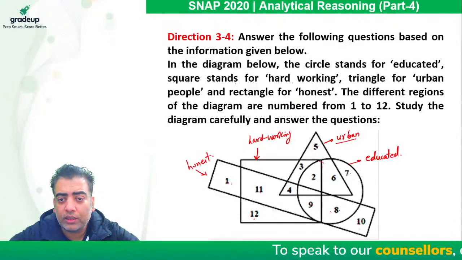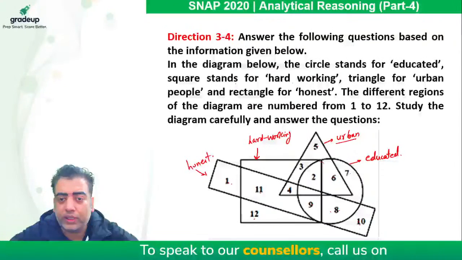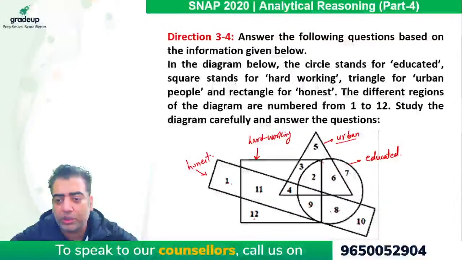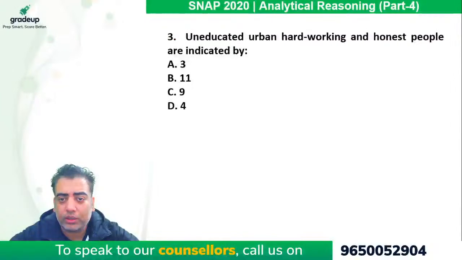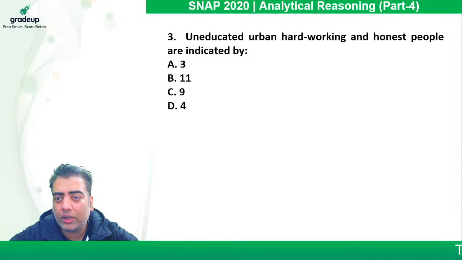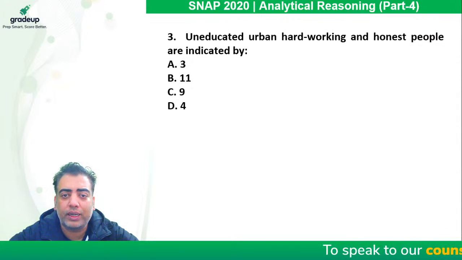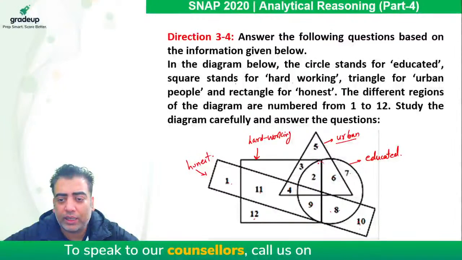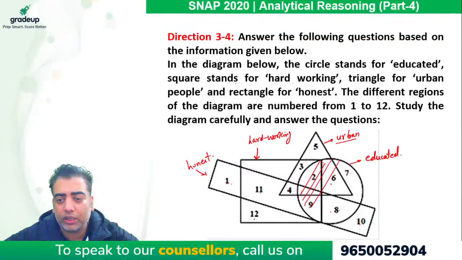All right. So the different regions of the diagram are numbered from 1 to 12. Then he says, study the diagram carefully and answer the questions. So here question number 1 says, uneducated, urban, hardworking and honest people are indicated by. So uneducated means outside the circle. So we are not going to include any of these.